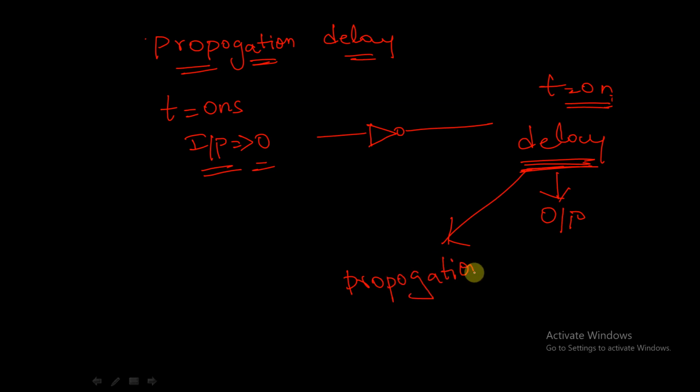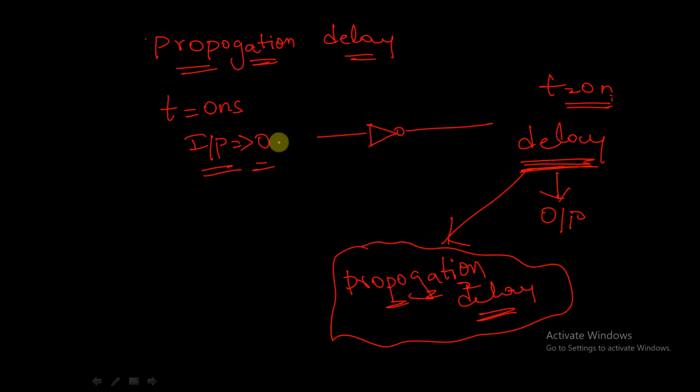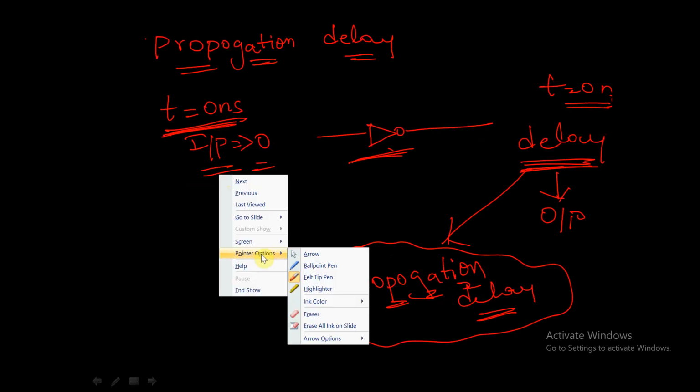Is it clear? Is it clear, the difference between the ideal scenario and the practical scenario? So at t equal to 0 nanoseconds only, we will not get the output practically. We should wait. There will be some delay involved to get the output of this logic gate. Is it clear? Yes. So let me show with a timing diagram.